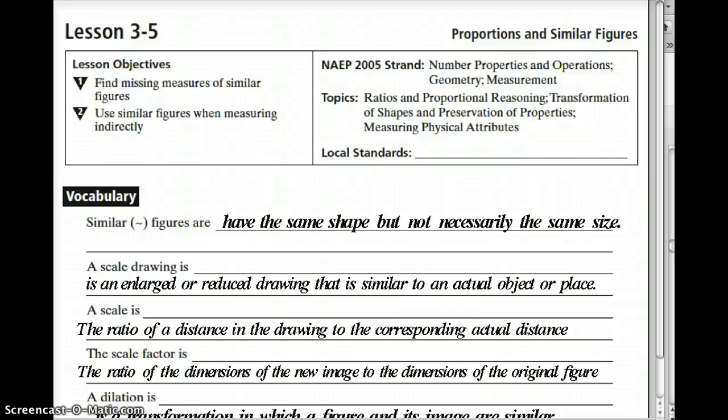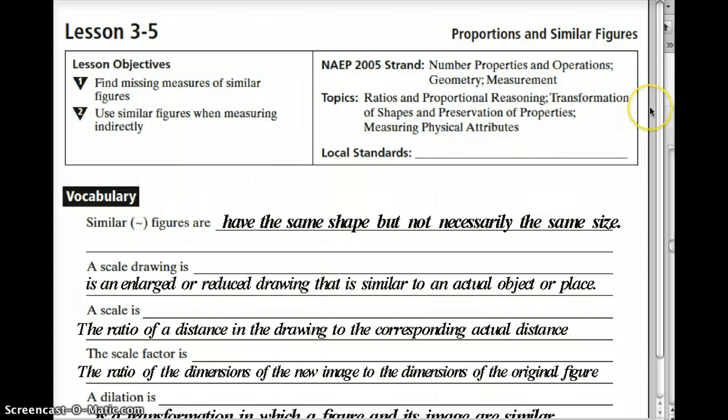Hi, looking at using similar figures to help us find missing dimensions of our figures, and we're also using similar figures to measure for indirect measures, and we'll look at those examples on maps and things. So we have some vocabulary here.